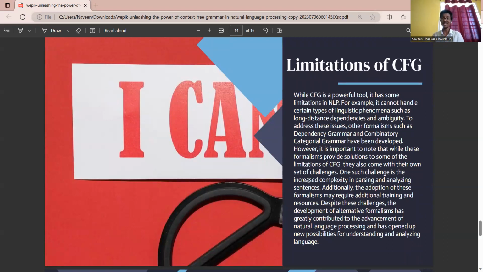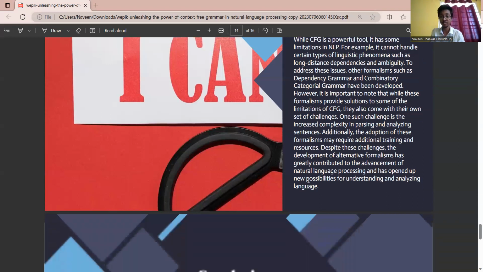Though a powerful tool, CFG has some limitations in NLP. For example, it cannot handle certain types of linguistic phenomena such as long-distance dependencies and ambiguity. It is important to note that while alternative formalisms provide solutions to some of the limitations of CFG, they also come with their own set of challenges. But despite these challenges, the development of alternative formalisms has greatly contributed to advancements in natural language processing and has opened up new possibilities for understanding and analyzing language.